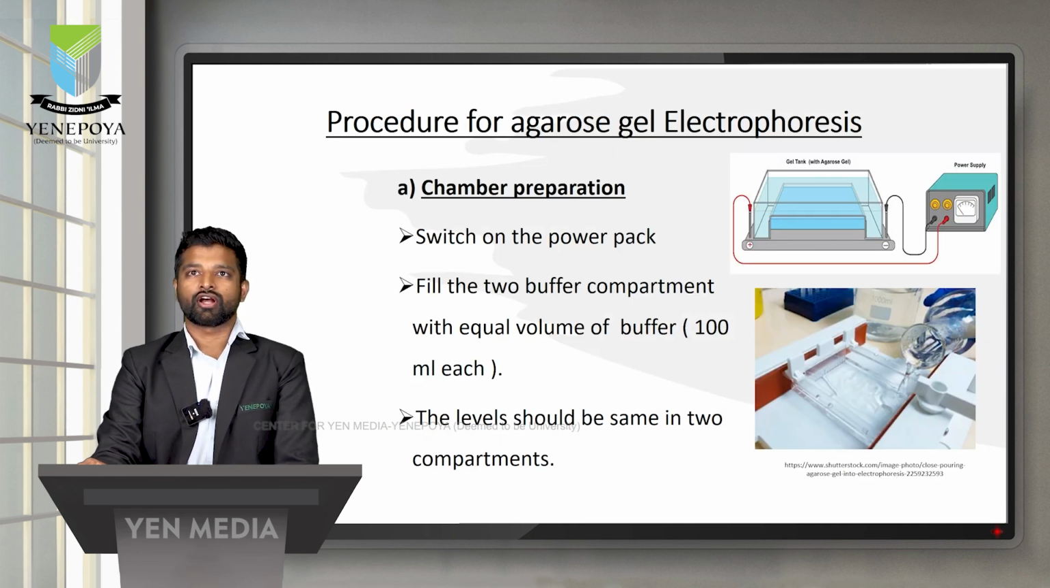Next we will see the procedure for agarose gel electrophoresis. The first step is to prepare the chamber. First we should switch on the power pack and keep it for some time. Fill the buffer compartments with a volume of 100 ml each, and the level should be equal in both compartments.